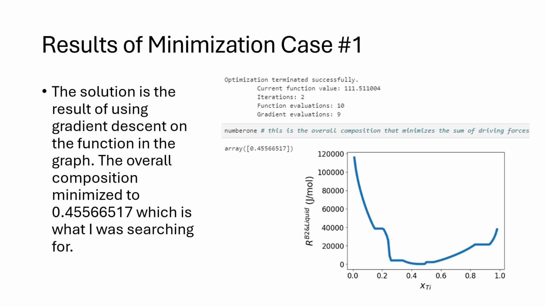So this one shows the result of my minimization case number 1. It says that under iteration 02, so it took the function 2 times to find the gradient descent by running it through the program. Using gradient descent to run through the program to find where the function was at a minimum, and that minimum was 0.455666517, which is exactly what I was looking for. And at the graph, you can also verify that that is where the graph appears to be at a minimum, which is correct.